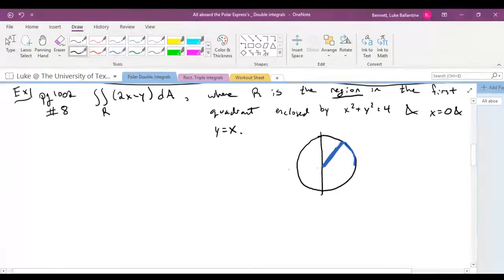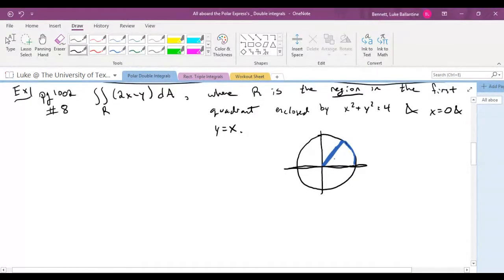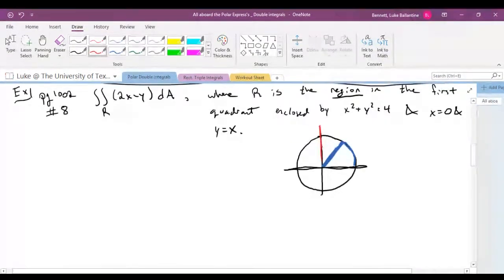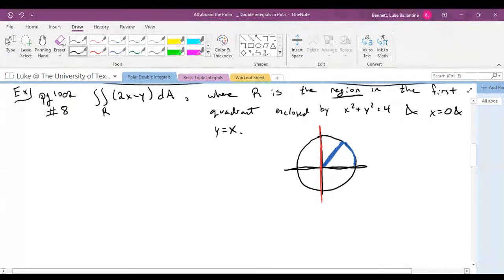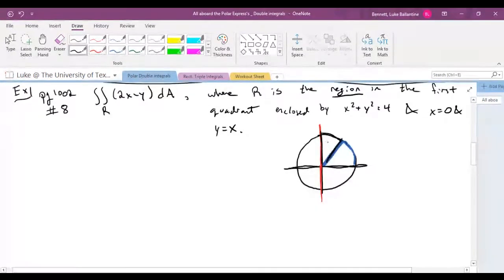X equals 0 is really what? That's really the y-axis, the vertical line. And then our circle. So it'd actually be this region right here. This is R.